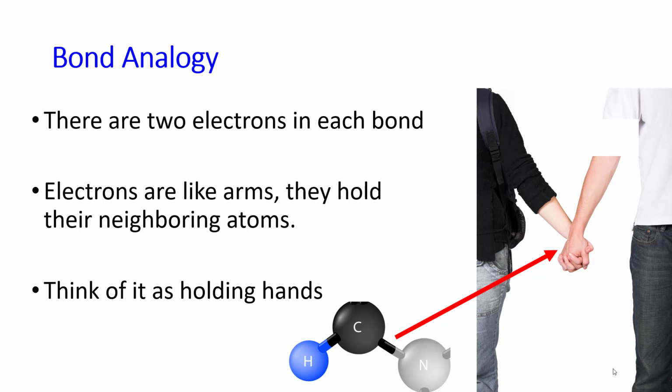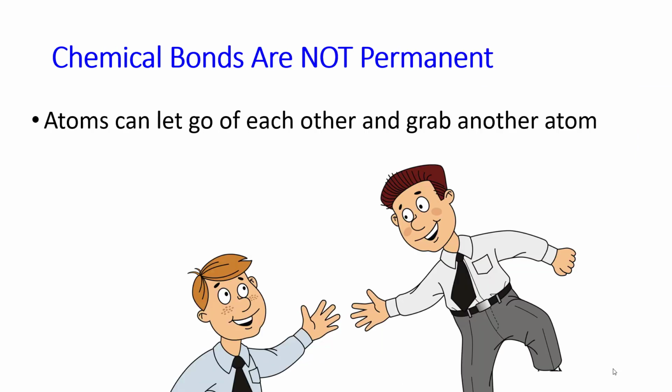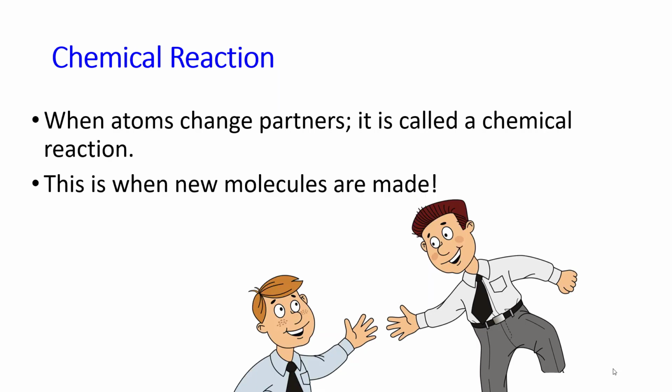And electrons, you can think of them as like arms of those atoms, and they hold on to the neighboring atoms. A good analogy is like holding hands. It's connecting two different people, just like a bond is connecting two different atoms. But just like with holding hands, you can let go and grab another. An atom can let go of another atom and grab a new one. And of course, the key thing is these chemical bonds aren't permanent.